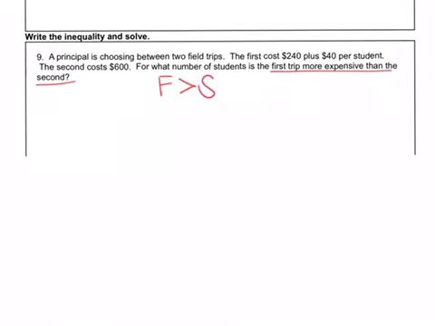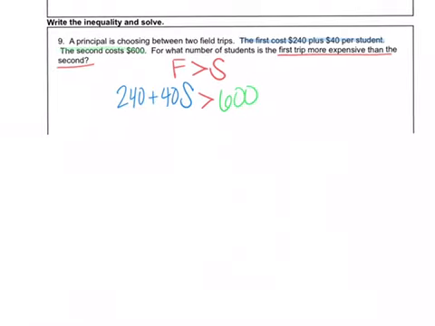Now for the first one, I know that the first is 240 plus 40 per student. We don't know how many students, so I'm going to leave that as an S. Otherwise, it would tell me what that would be. The second is just 600. So the second, we're just going to let that equal 600.